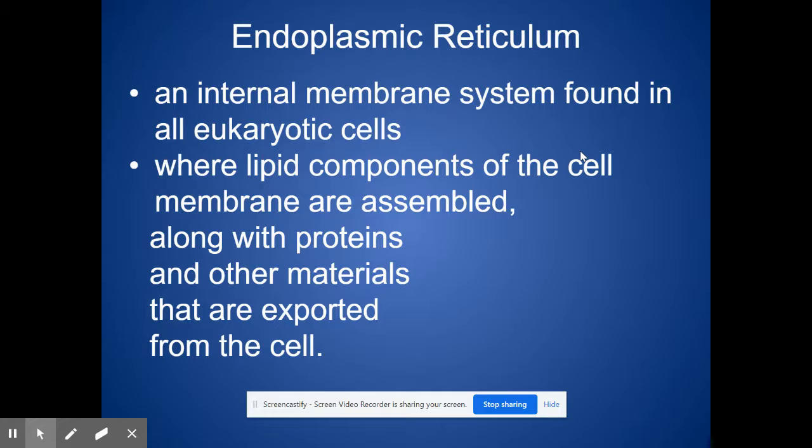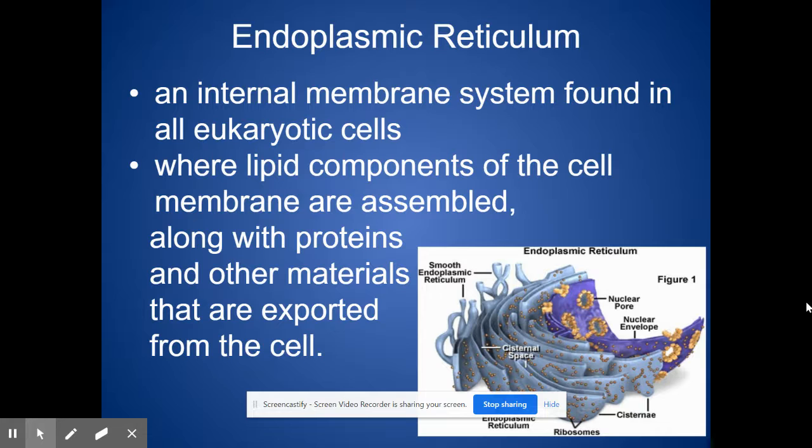So next, outside of the nucleus, now we're in the cytoplasm, is something called the endoplasmic reticulum, and it's a lot easier to say ER for short. This is a membrane system found in all eukaryotic cells. It's where lipids are made. Remember, we learned about lipids. Those are the fatty components of cells, along with proteins and other materials that are to be exported from the cell. So things that are going to leave the cytoplasm get made in the ER.